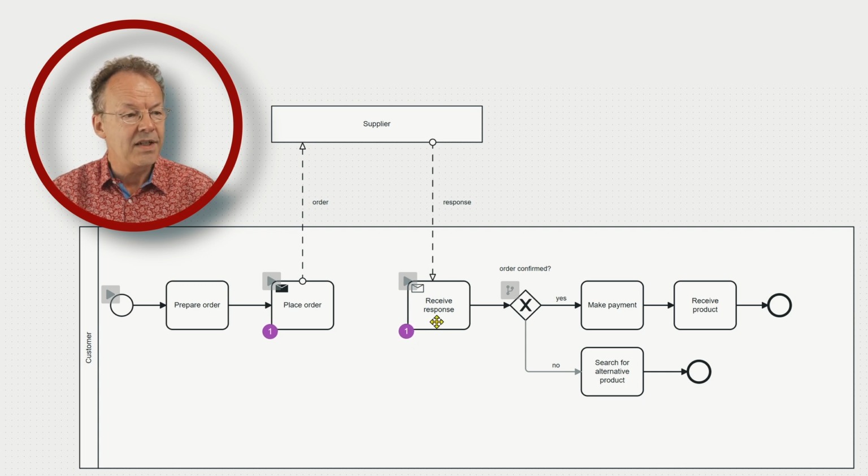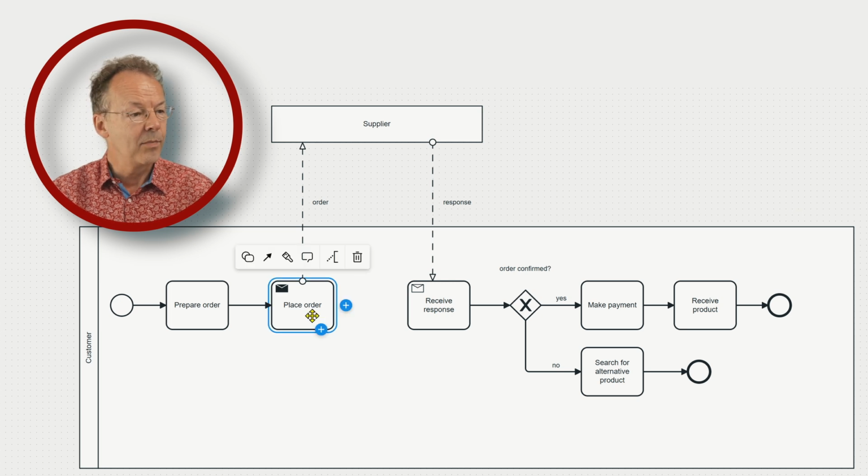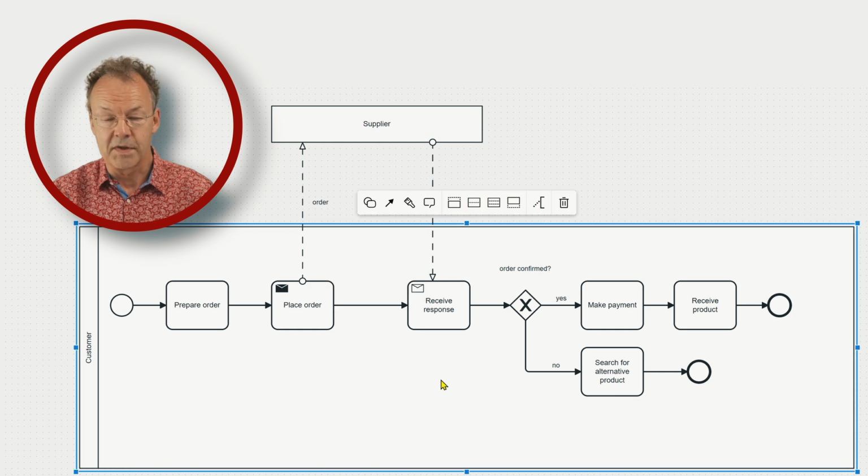And we can receive a response from anywhere, also from another case, which is not related to this case. And then we can continue here and go to the end of the process, although we haven't even placed the order. So that is the problem here. And what is actually missing is a control flow here from place order to receive response.